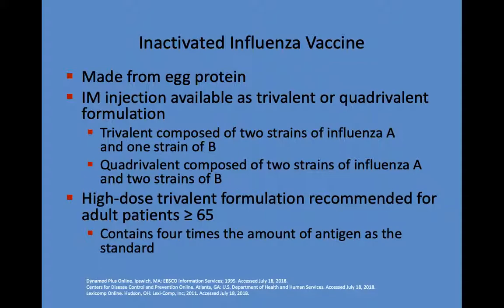It comes trivalent or quadrivalent. Trivalent has 2 strains of flu A and 1 of flu B. Quadrivalent has 2 strains of A and B, and I believe quadrivalent has pretty much taken over where the trivalent was in the market. The high-dose trivalent formula is recommended for patients over 65, and it contains 4 times the amount of antigen, and that's because older adults don't mount as high of an immune response if you give them the regular flu vaccine.